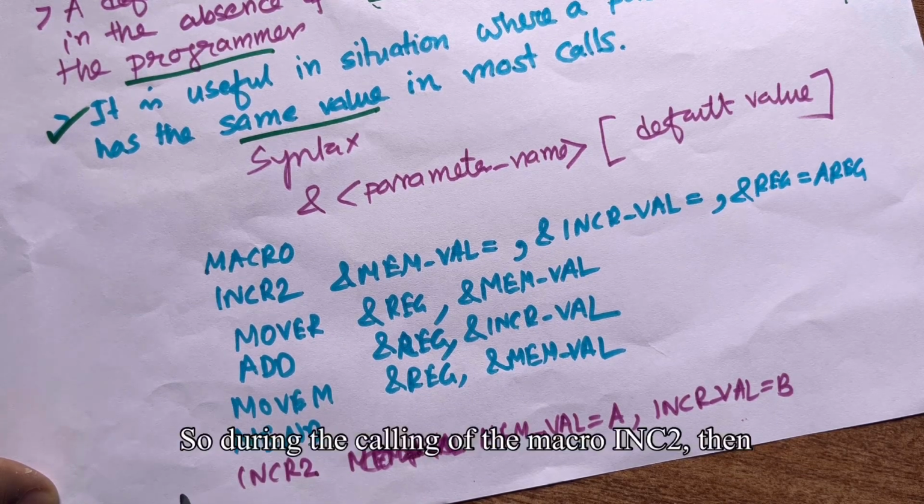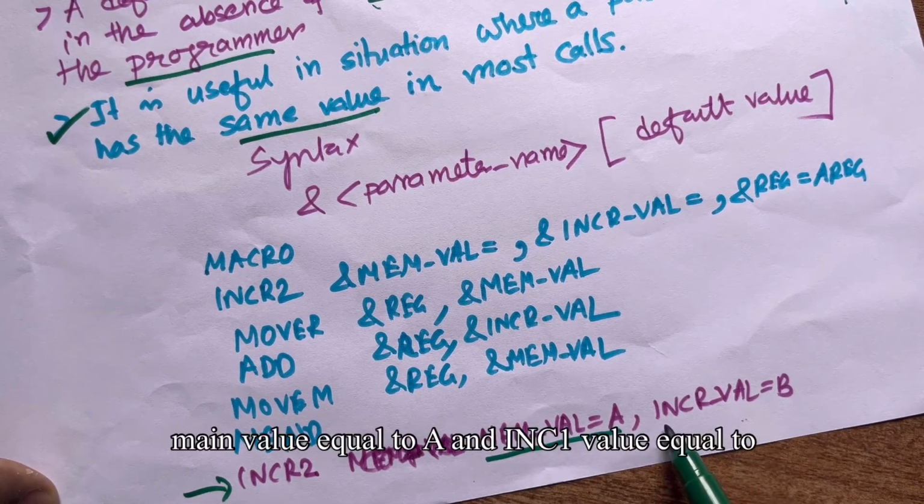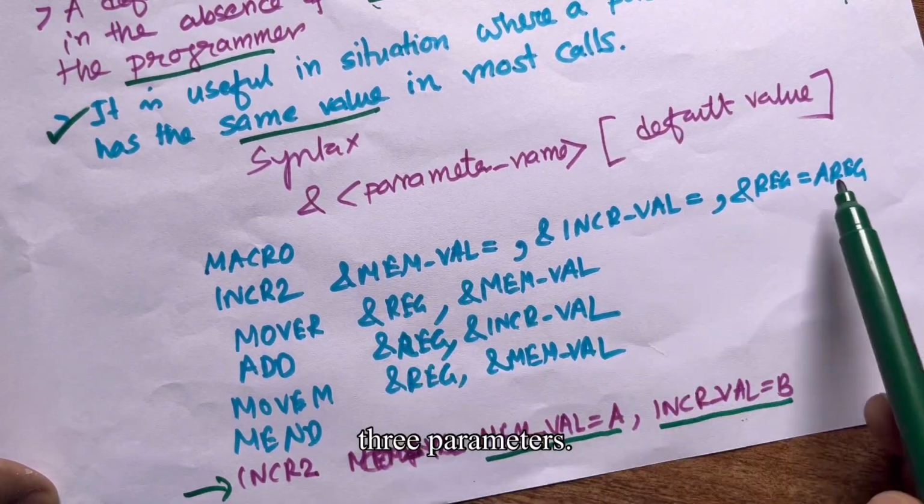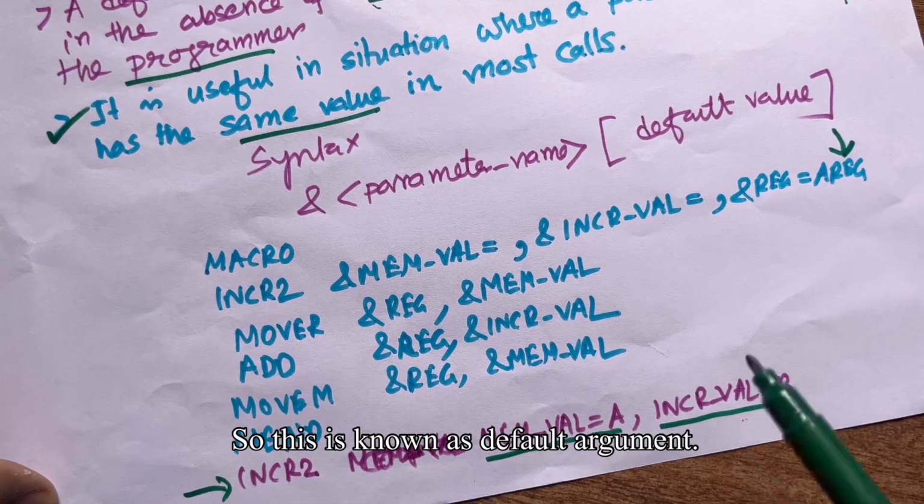So during the calling of the macro initiate2, here there are two parameters, main value equal to A and initial value equal to B, but in the macro definition there are three parameters. So this is known as default argument.